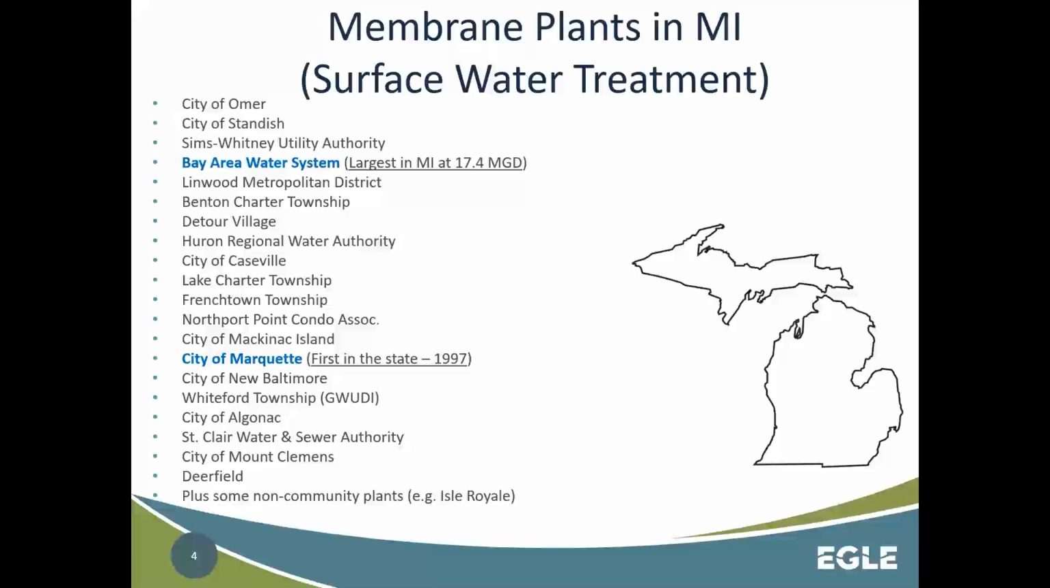Also, we just talked about direct filtration. In Michigan, most of our membrane plants, almost all of them, are direct filtration, meaning they take raw water and they pump it right to the membranes. There's no need to coagulate or flocculate the water with membrane filtration. It's just raw water goes right to the membranes. We do have a couple in the state that do some pre-treatment, and they do that just to get better performance out of their membranes.